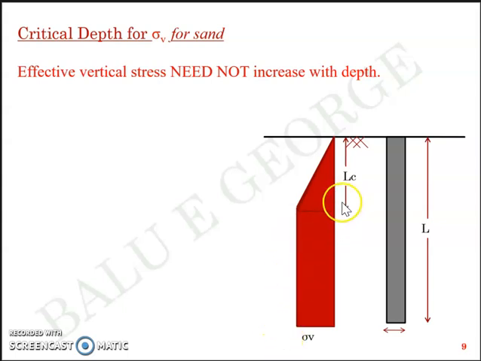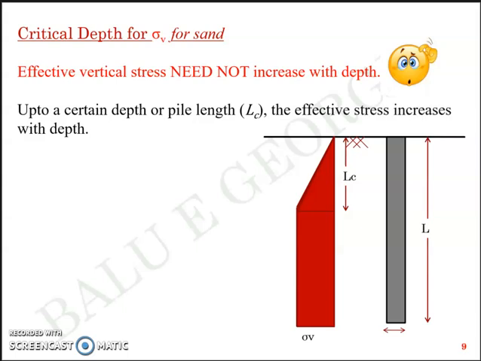In short, sigma V is not purely a triangle like this as you expect from the equation. Instead, it's a combination of a triangle and subsequently a rectangle. Of course, it's a bit confusing to those who think deeper into the subject. Nonetheless, critical depth states that up to a certain depth of pile, the effective stress increases with depth, and later on it remains constant.